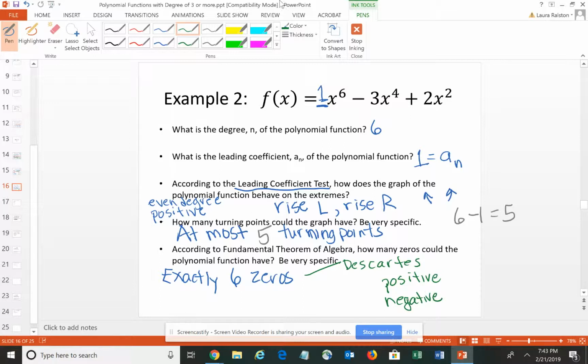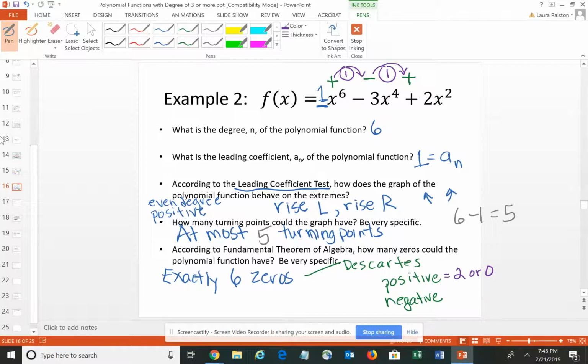For positive, we go back to the original problem and we count our sign changes. We have plus, minus, plus. Okay, so if we count our sign changes, from plus to minus, that's a sign change, so there's one. Then we have minus, back to plus again, so there's another one. So we have a total of 2 sign changes, so that means we could have 2 or 0 positive values.